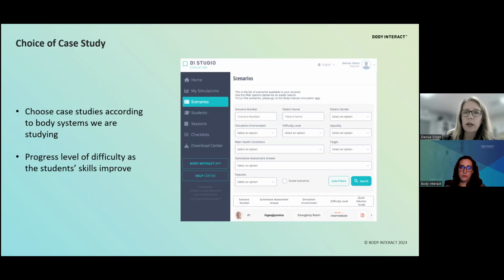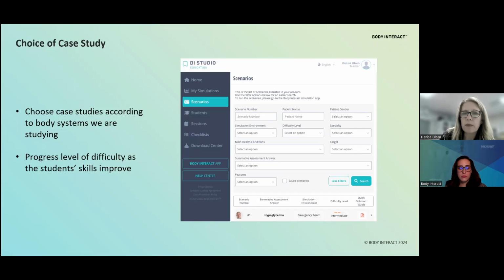So I would usually select the difficulty level first so that I've filtered those out. So I know, like for my sophomores, I'm looking at basic level cases. And then I would use the specialty search so I could target different body systems. I didn't usually use the main health conditions because I just wanted to kind of see, okay, I just want to do a digestive, or I want to do something respiratory. So I could kind of filter it that way.